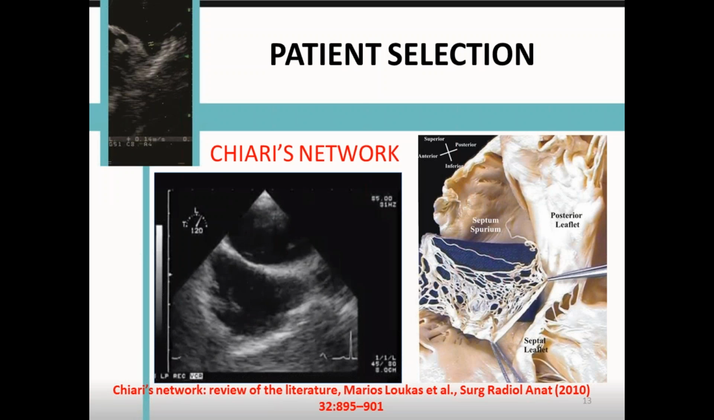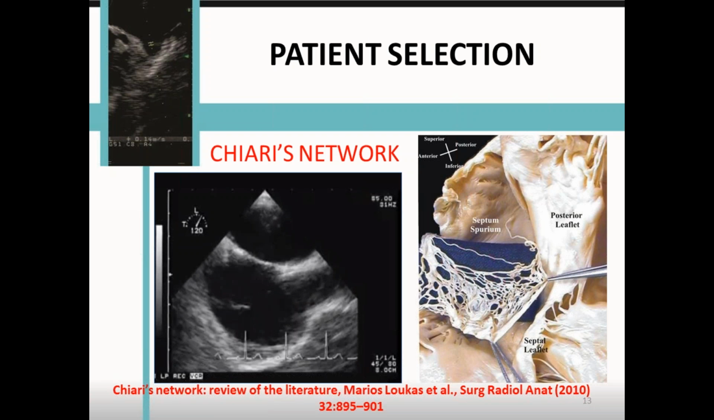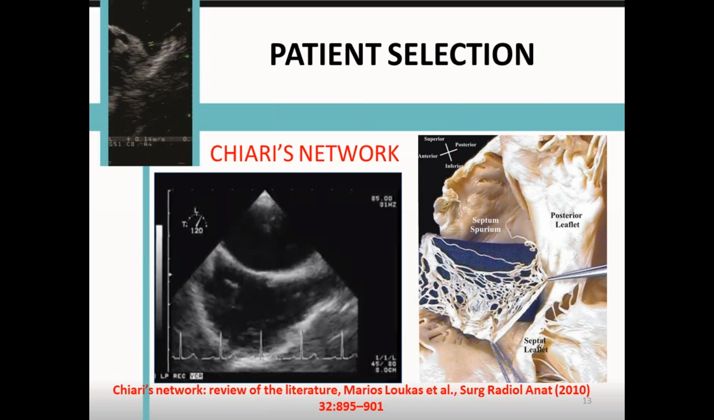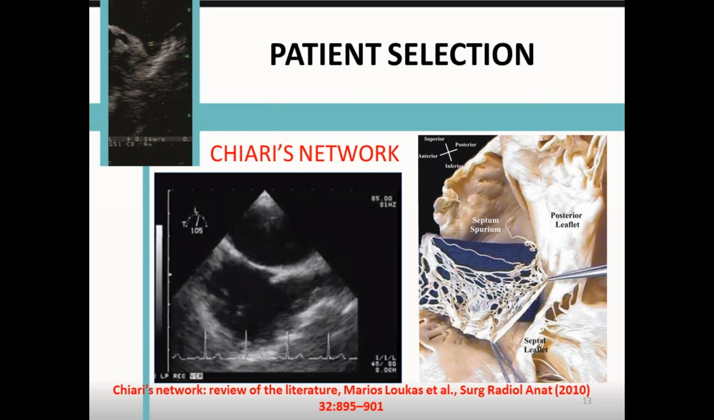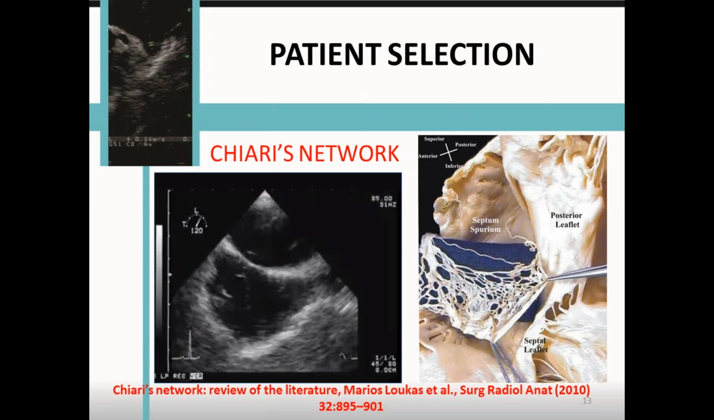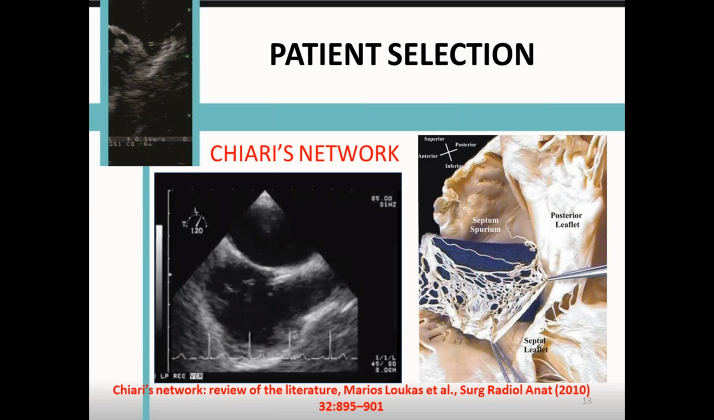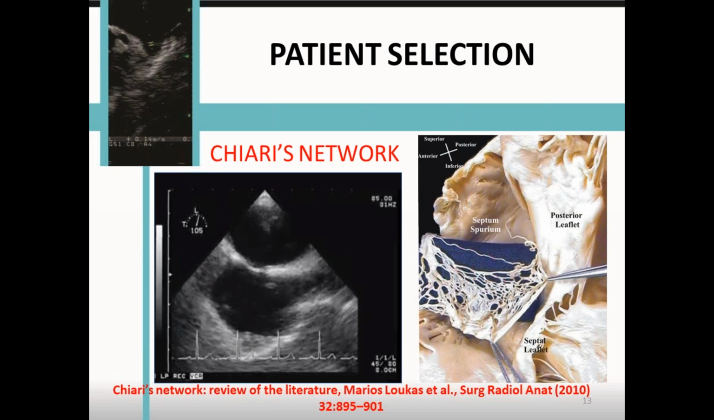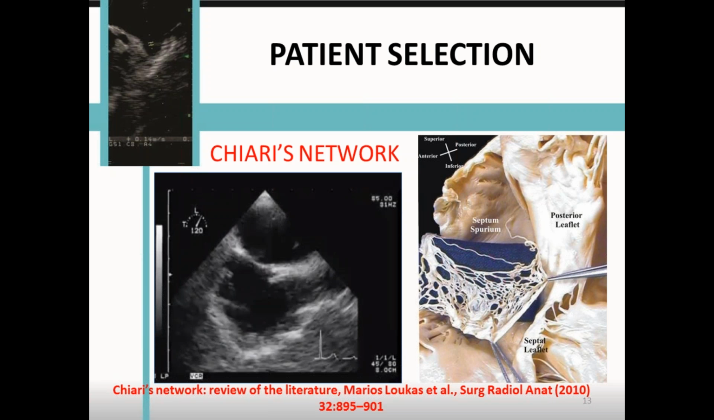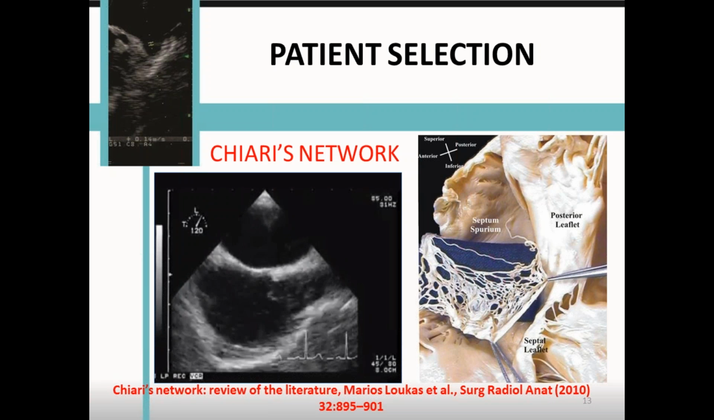So what happens in a Chiari network? You start having, in this Chiari network, you have the septal leaflets here. This Chiari network will cause an obstruction to your cannulas. So this is your septal and the posterior leaflet of the tricuspid valve. This is where in the RA the Chiari network will be. You can see the Chiari network here. So this will block any cannulas.